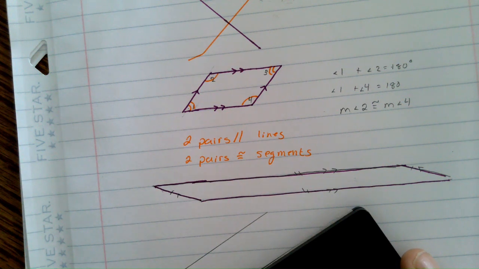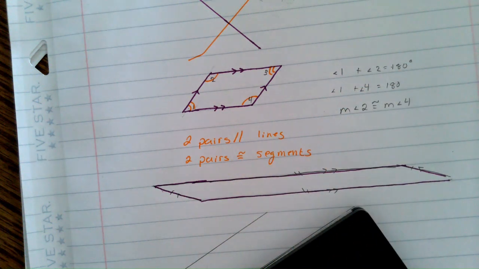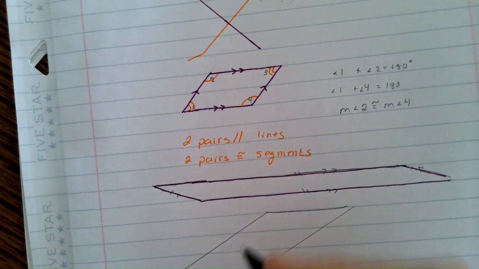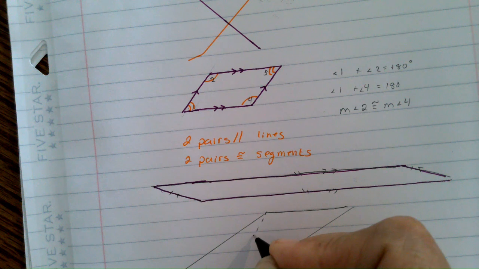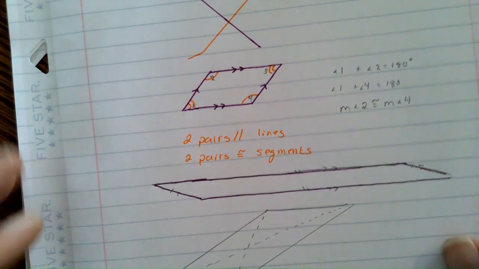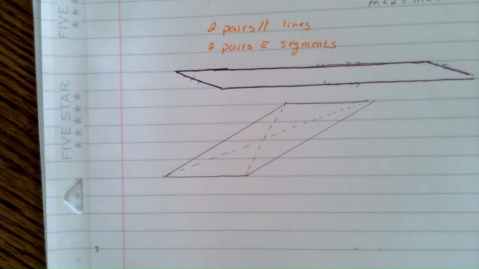Trying to make this drawing perfect here for you. Here's one of our diagonals. And here's our other diagonal. Okay, so we can definitely see in this drawing that the two diagonals are not congruent.